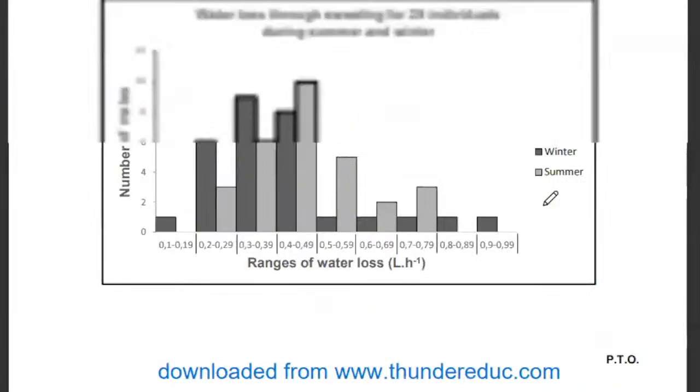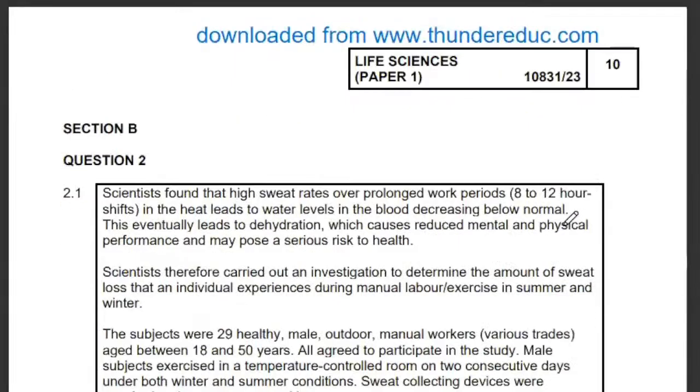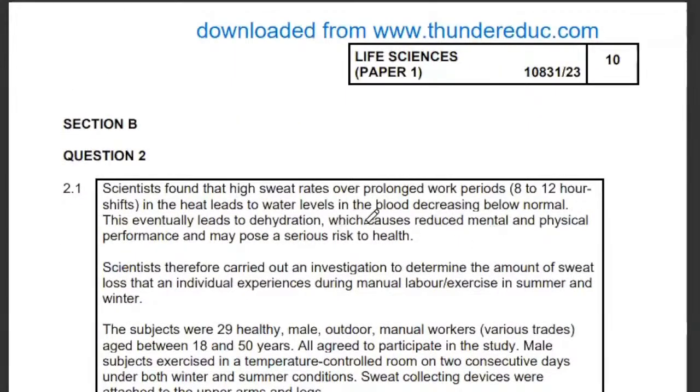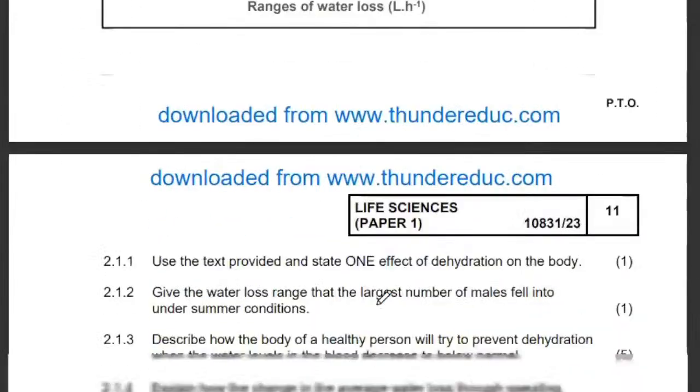If you look at this extract, you'll find that the answer is indicated there. They said that this eventually leads to dehydration, which causes reduced mental and physical performance and may pose a serious risk to health. So the answers are supposed to be scooped from that point.